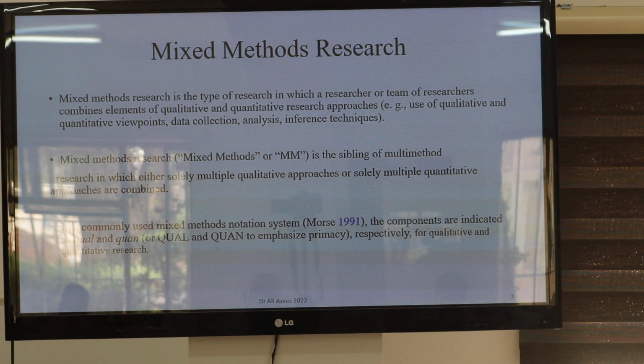I think you are familiar with the quantitative. We need numbers, we need statistical analysis. Qualitative, we don't have numbers, we usually deal with words. We deal with themes. So I think when we talk about mixed method, half of the method is qualitative.